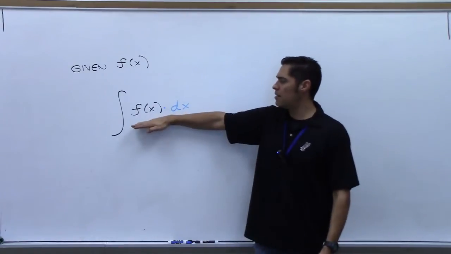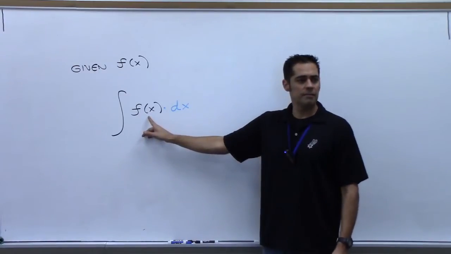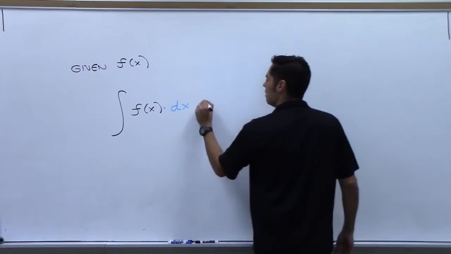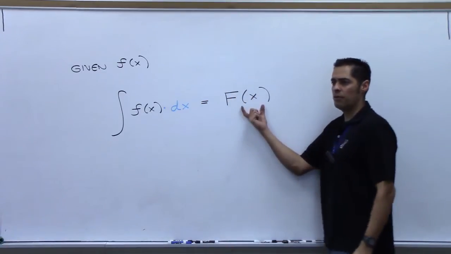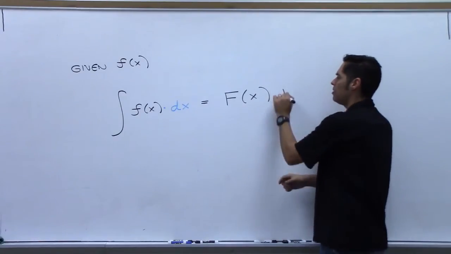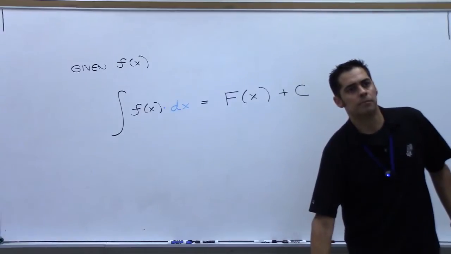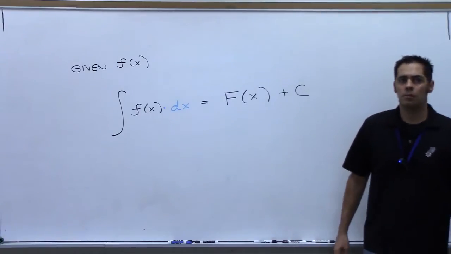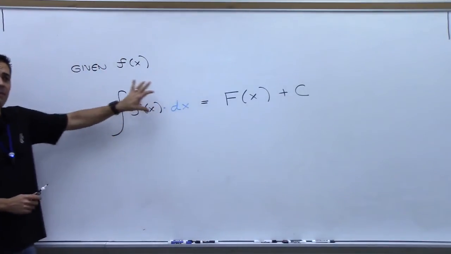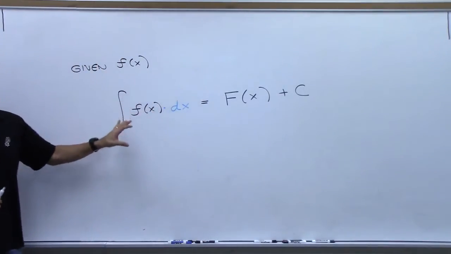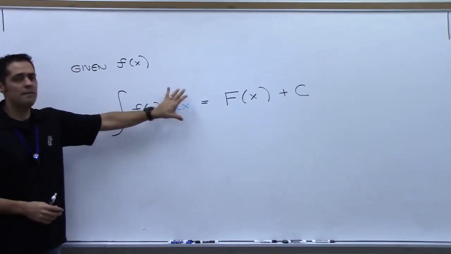So when I write something like this on the board, that means go find the antiderivative of that function right there. If you're able to find it, the answer to this should be the capital F, right? That's what we were referring to it as last time. And plus a constant. So all of this together is what we call the indefinite integral, as opposed to the definite integral. That'll come later.